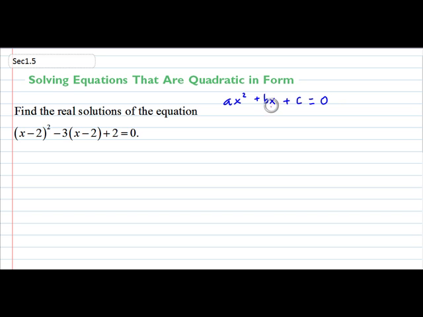We have three terms. Look, this term here, this x has power 1. This x here has power 2. The power here is twice as much as this one. That's another thing that makes this a quadratic equation. So I want to solve this equation.